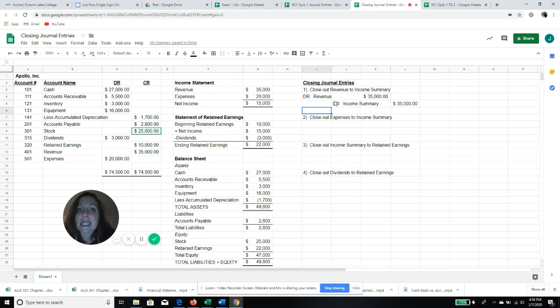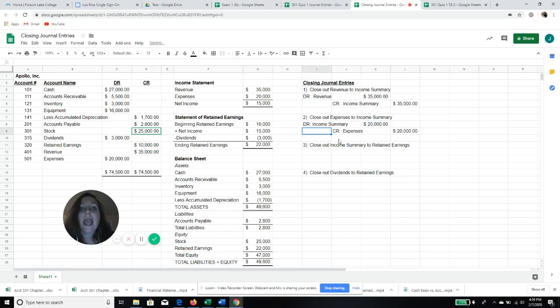The next thing I need to do is close out my expenses to Income Summary. My expenses have a debit balance of $20,000. So in order to close out that account or make it zero, I need to credit expenses $20,000. So I'm going to credit expenses for $20,000. And the offset will be to Income Summary. So I'm going to debit Income Summary, $20,000.